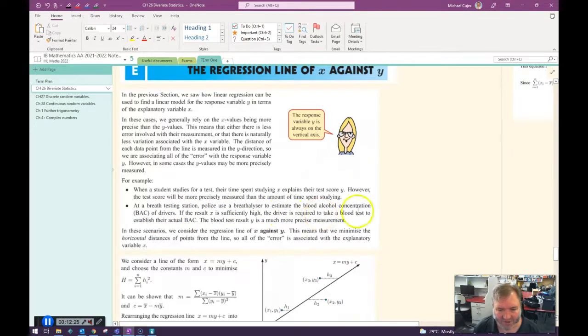If the result is sufficiently high, the driver has to take a blood test. The blood test result is a much more precise measurement, much more precise than the value you're going to get out of a breath test. So therefore we want to do x against y and minimize those y errors.